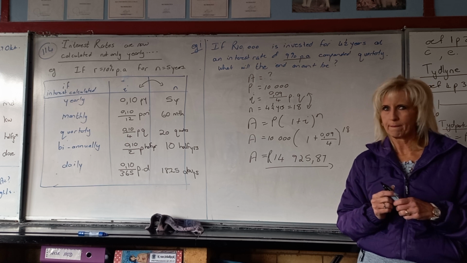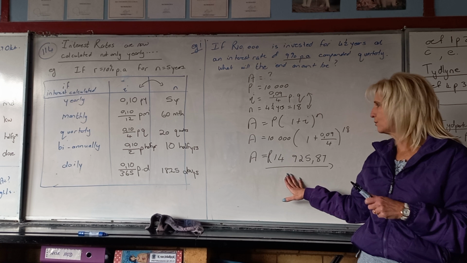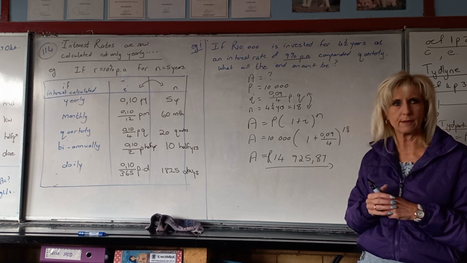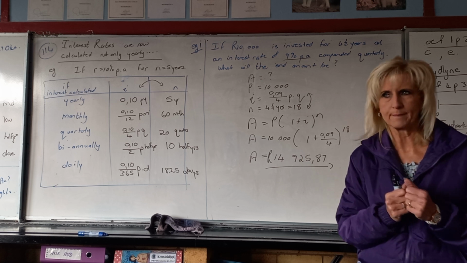You're going to take this and minus 10,000, the starting amount. The interest was 4,900 something. Are you with me? Interesting things that we can ask you. Got it?